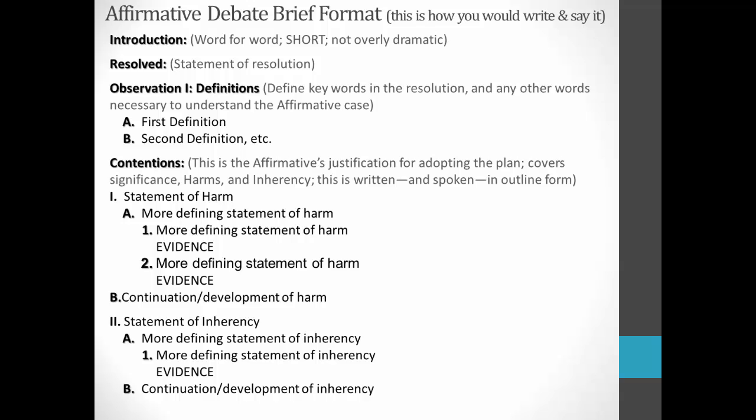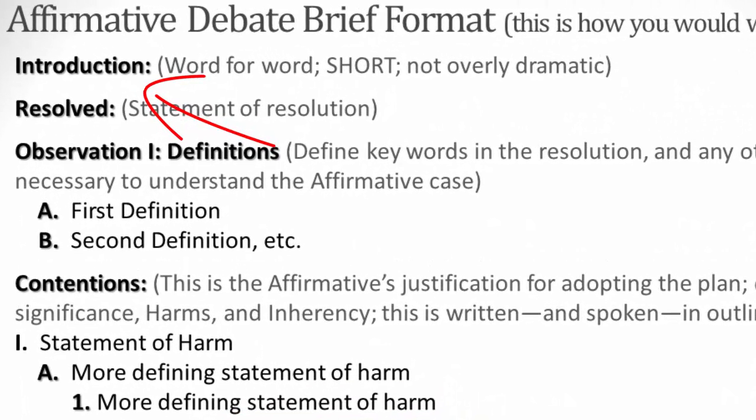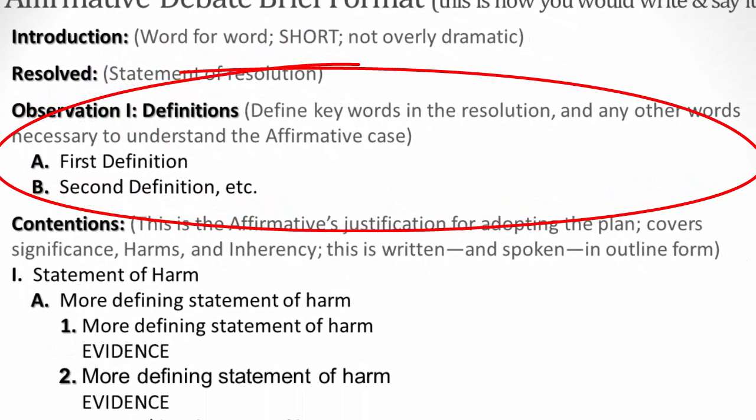Here is the format of the debate brief for the first affirmative constructive speech. Again, note that the case is written and spoken in outline form, including all of the evidence supporting the claims with the full source citations. You'll start out with a very brief introduction, written out word for word, followed by the resolution. Then you'll address any observations that apply to the overall case.